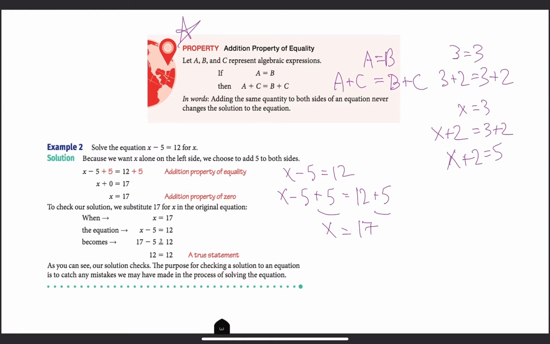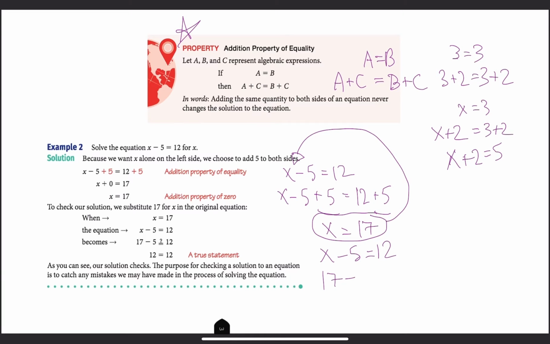So now I have a proposed solution. I think that x in this original equation equals 17. How can I check it? How can I know that I'm right? I can take that value and plug it in for my variable and see if it makes a true statement. So my equation is x minus 5 equals 12. I think x is 17, so let me plug it in.